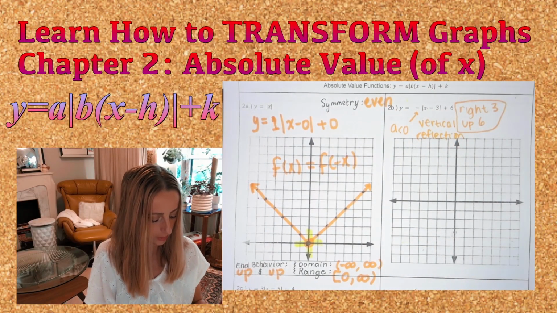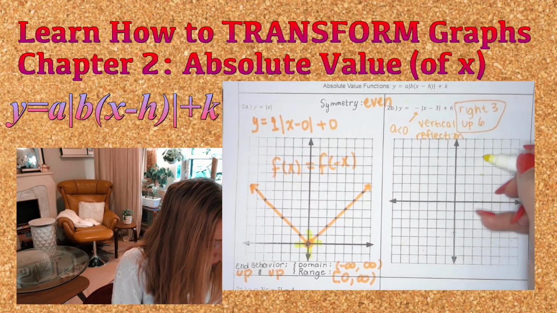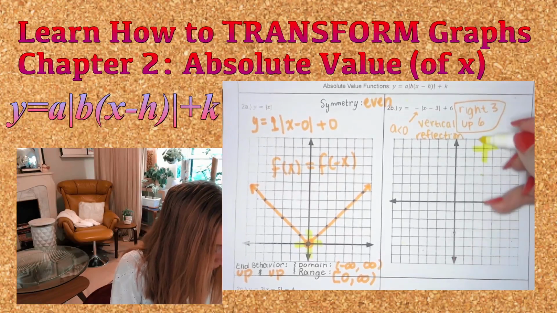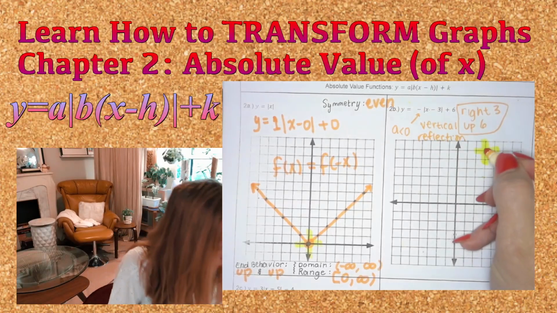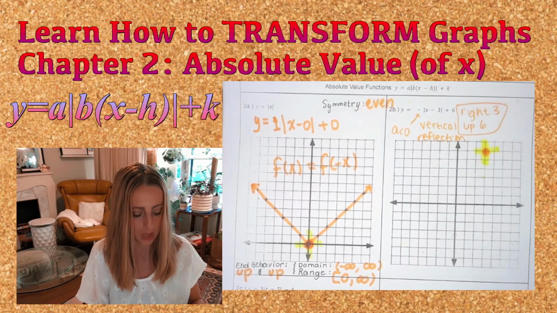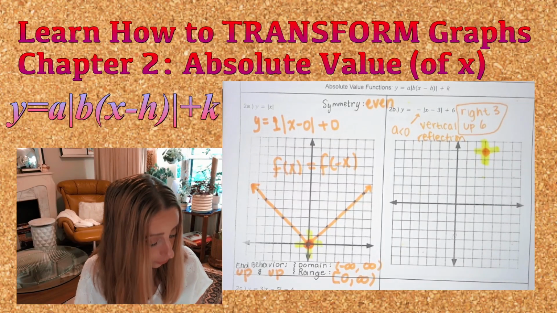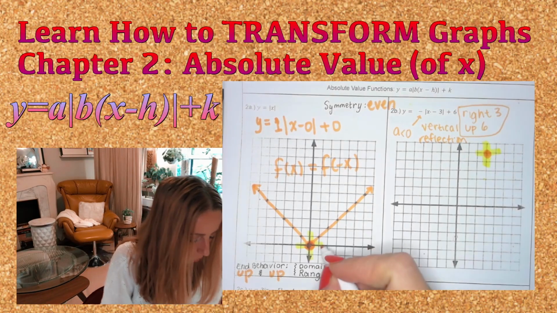So let's dive in. Right 3, 1, 2, 3, up 6, 1, 2, 3, 4, 5, 6. So I am calibrated to that spot. That is like my new origin. And that point right there is the point getting me started. For vocab purposes, that is my vertex.